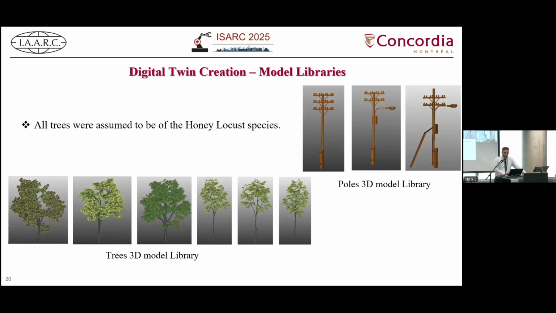These figures show the poles 3D model library and trees 3D model library that we use in this study. Also, for all trees, we assume that all of them are honey locust species.